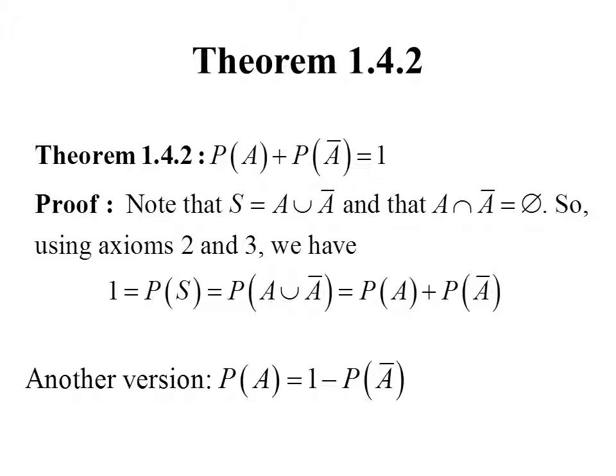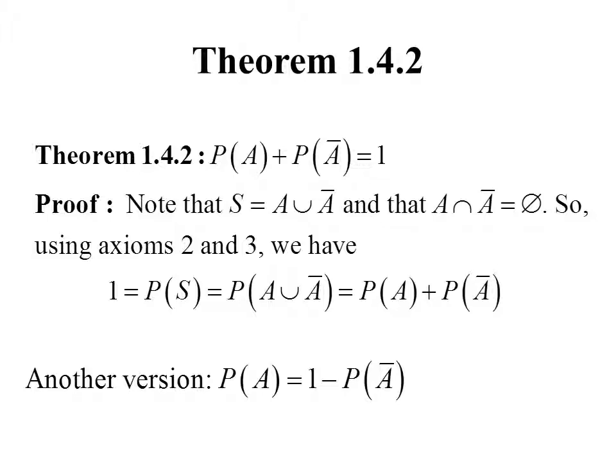Now, next we're going to prove a simple result or property of probabilities using these axioms. This is a very simple result, but very useful. Theorem 142 says the probability of an event plus the probability of its complement equals 1. To prove this, we're going to use some basic set theory and our axioms.